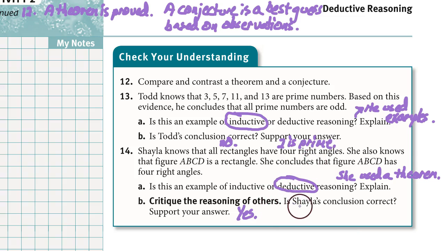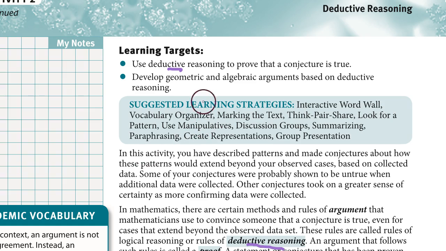Question B, is her conclusion correct? Yes, it is. If all rectangles have 4 right angles, and she has a figure which is a rectangle, then it is logical to conclude that it has the 4 right angles. In this lesson, we started to discuss deductive reasoning to create proofs of conjectures. We used geometric and algebraic arguments in our deductive reasoning.